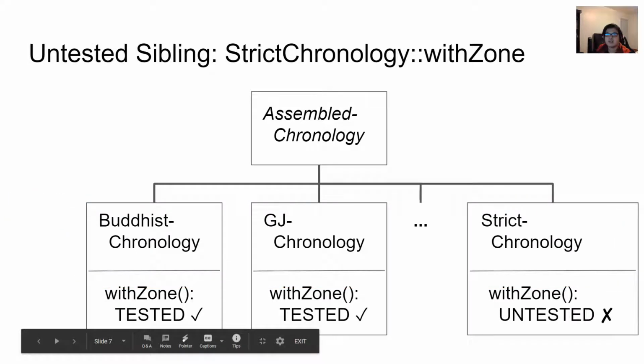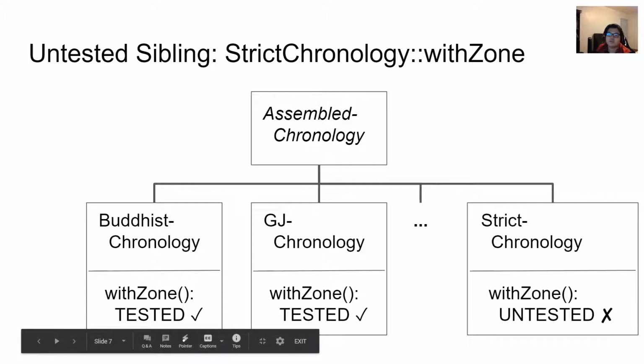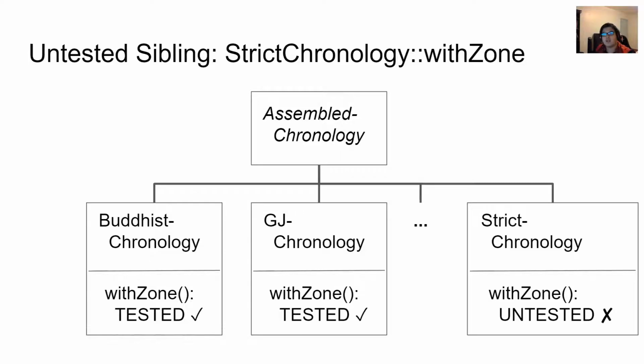These sibling classes all implement function with zone. It turns out that Joda-time comes with a test suite that tests with zone in Boolean chronology and GJ chronology, but not in strict chronology. Our insight is that by adding this missing test, it will be a potential easy win.